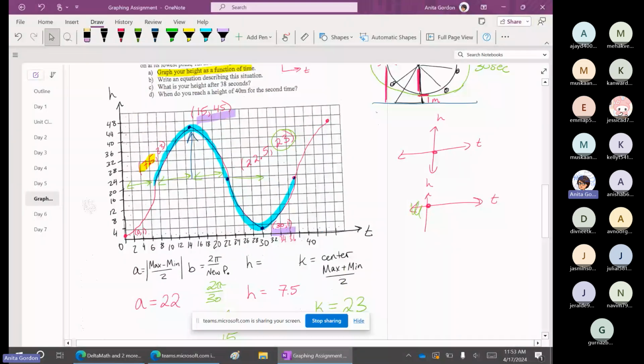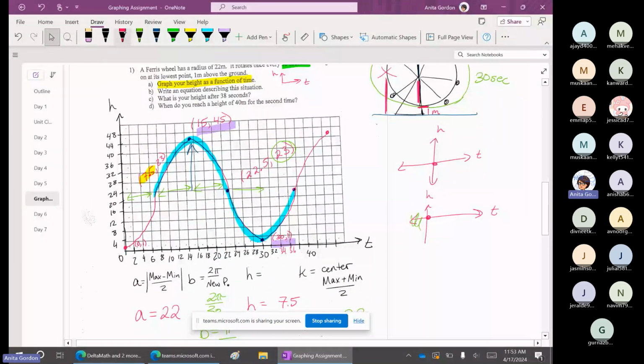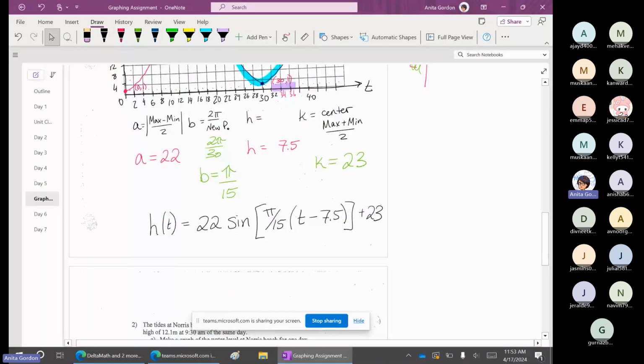Okay, so we have done A, we have done B, and now it's asking in C, what is your height after 38 seconds? Well, I can just take my function here. I could put 38 right in this spot, throw it in my calculator, and it would tell me the answer, which I'm not going to do right now because I want to focus on the graphing part.